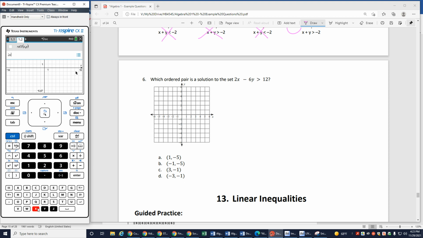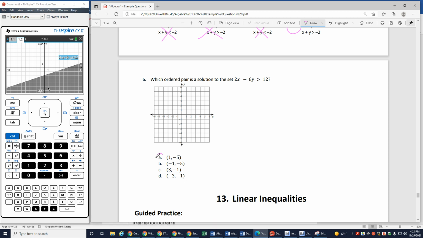And I'm going to do 2x minus 6y, Control Enter, is greater than 12. Okay. And let's see which one of these falls in. 1, negative 5. Let me move this out of the way. 1, 2, 3, 4, 5. Here's 1, negative 5. That is a correct answer. That one is going to work for us. So A is correct.